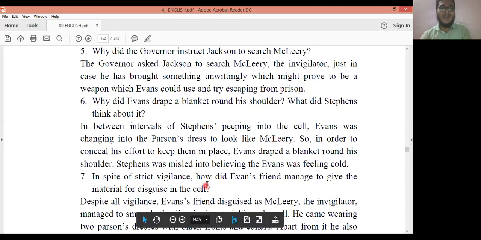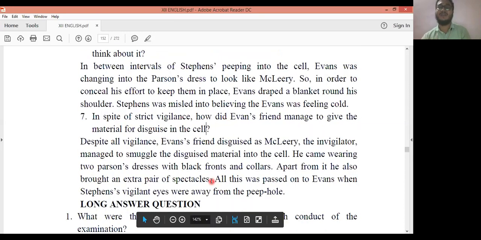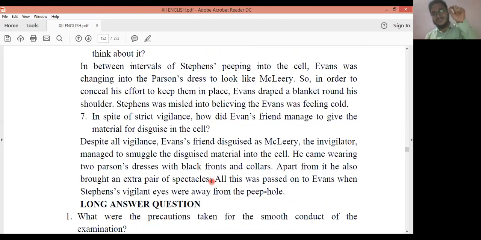In spite of strict vigilance, how did Ivan's friend manage to give the material for disguise in the cell? Who was the man kept in the cell? Ivan. So how did he manage to give one shirt, one jacket, one long jacket? Despite all the vigilance, Ivan's friend disguised as McLary, meaning he played a trick as McLary. How? The invigilator managed to smuggle the disguise material into the cell.